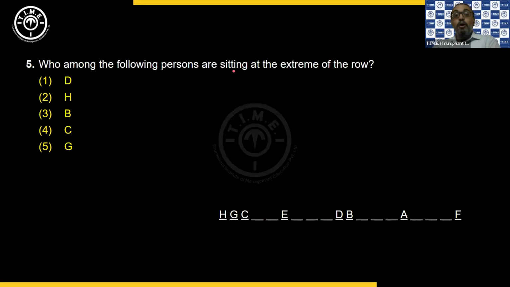Okay. Then next, who among the following persons are sitting at the extreme of the row? Extreme means at the end of the row. Yes. F is not there, so it has to be H. That is correct. F is not among the options. H is our answer. Okay, good. That is correct.